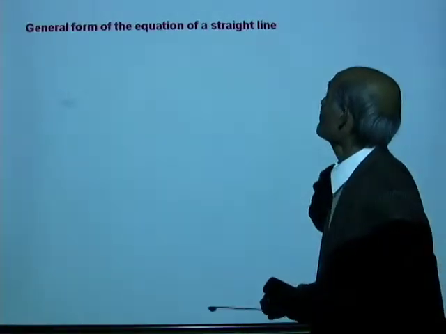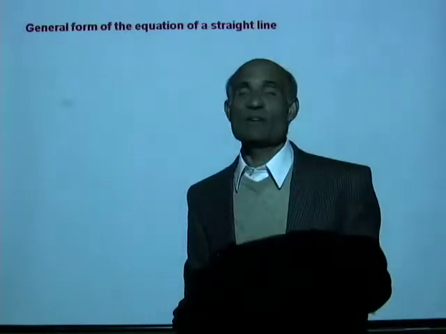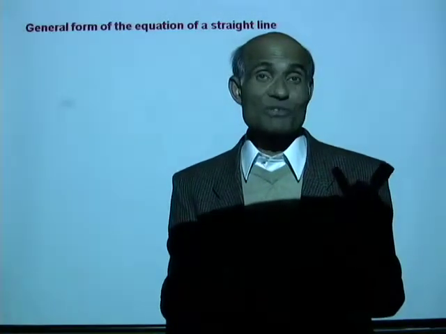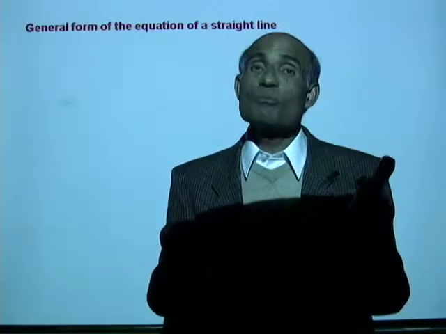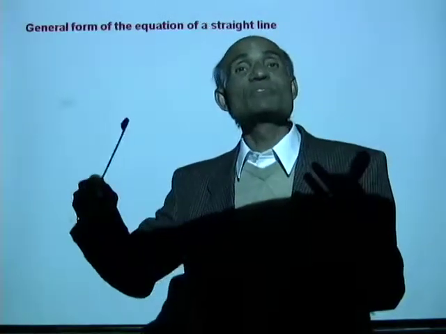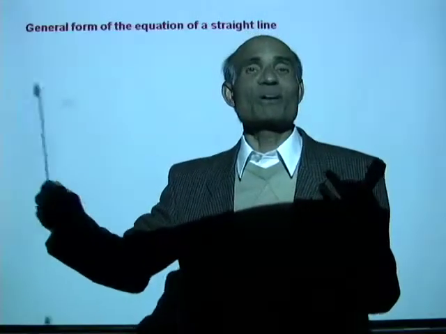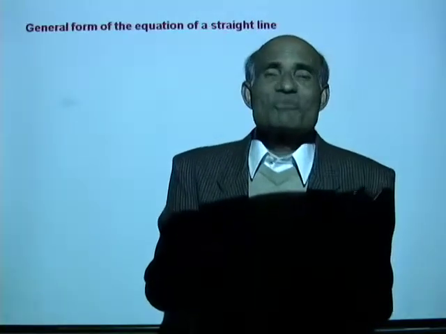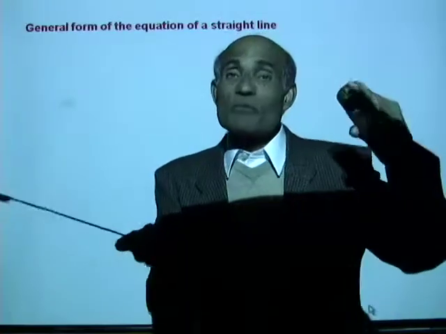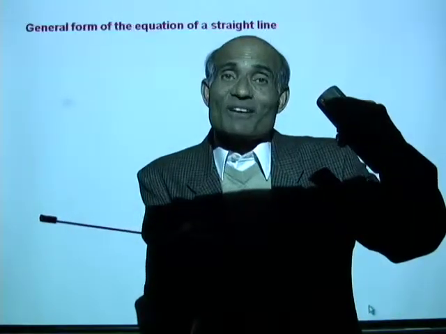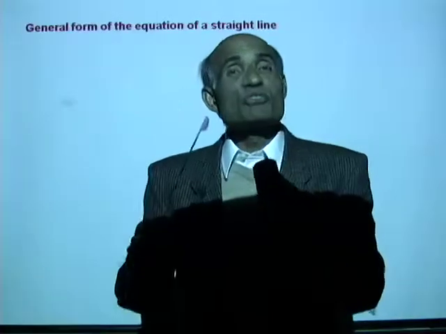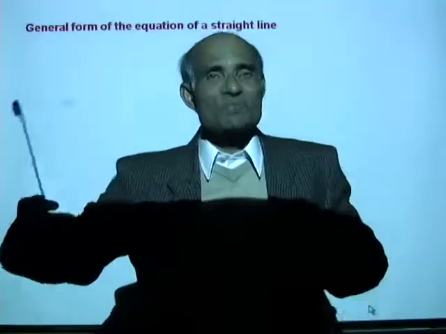General form of the equation of a straight line. Now, we actually saw two forms of the equation. Which are the two forms? The point slope form, that is y minus y1 equal to m times x minus x1. Then the slope intercept form, y equal to mx plus b. They are both the same equation actually. Only thing is, in the slope intercept form, we use the y-intercept as the specified point.